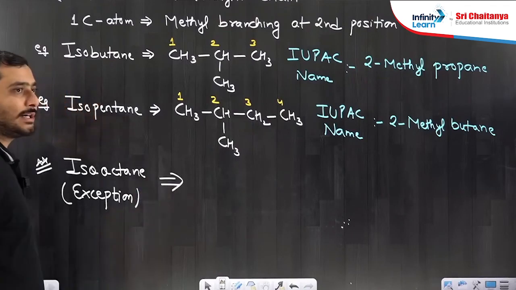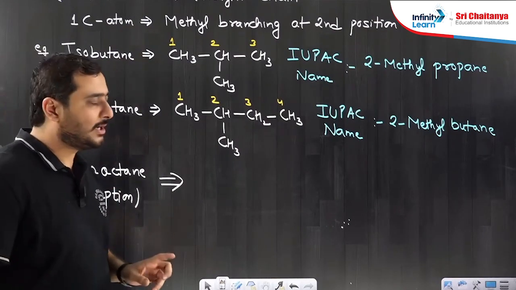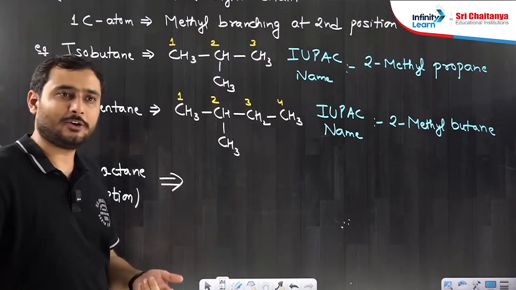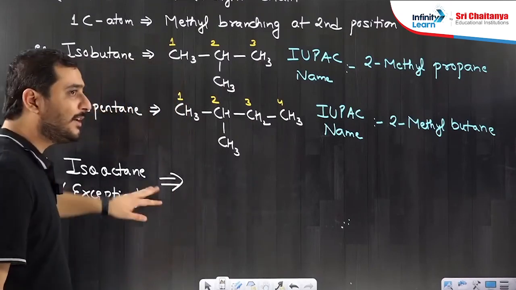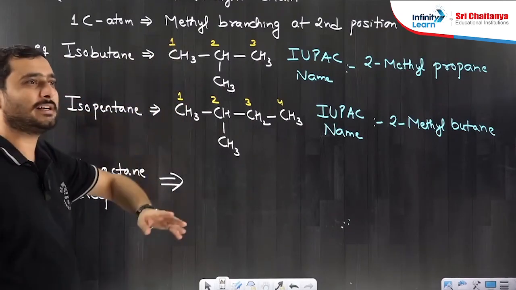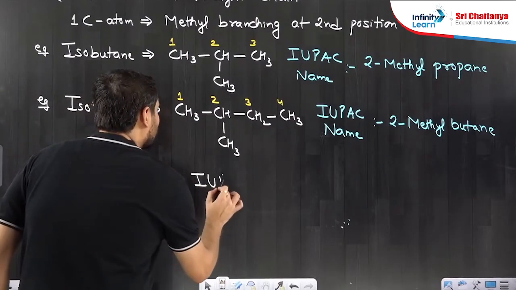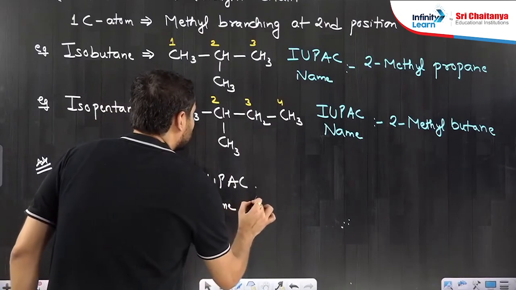Now for isooctane, we cannot apply this rule. So for isooctane, what is important? We should remember the IUPAC name of the compound, and from the IUPAC name, we can draw the structure. Total carbon atoms are 8, but we cannot apply the rule of 7 carbon in straight chain and 1 methyl branching. For this isooctane, what we have to remember is its IUPAC name.